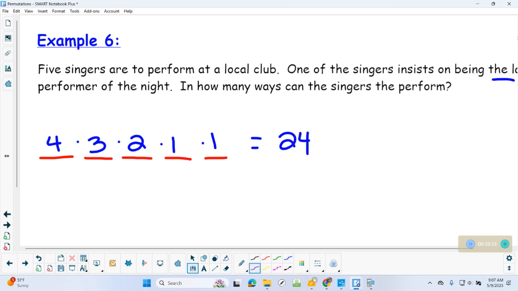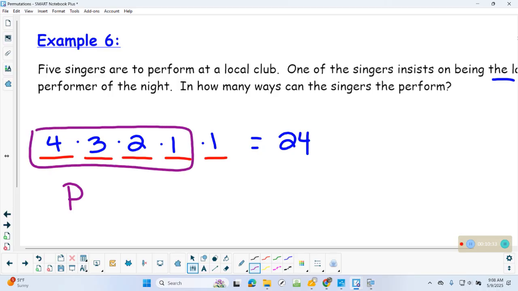Now, if you wanted to do it formula style, this is the tricky part on this one. Usually I ask you what the total is first, but I'm going to ask you something else first. Here's why this is a little tricky to do with the formula. How many singers are we actually arranging? Well, these guys. Why didn't I include the last one? It has to go last. I can't reorder that last person at all. I have zero choice on that. It has to be in the last spot. So if I wanted to do it permutation style, there's 4 of them that we are arranging. So if you punch that in, you get the 24.